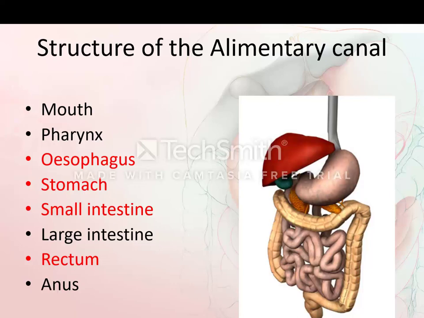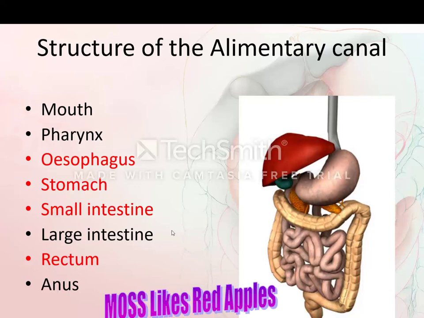And obviously then you must know the order of the organs, all right? So it's "Moss likes red apples." They've cancelled pharynx because technically the pharynx is part of your throat, so part of your mouth. But Moss: mouth, esophagus, stomach; small intestine; Likes: large intestine; Red: rectum; Apples: anus.